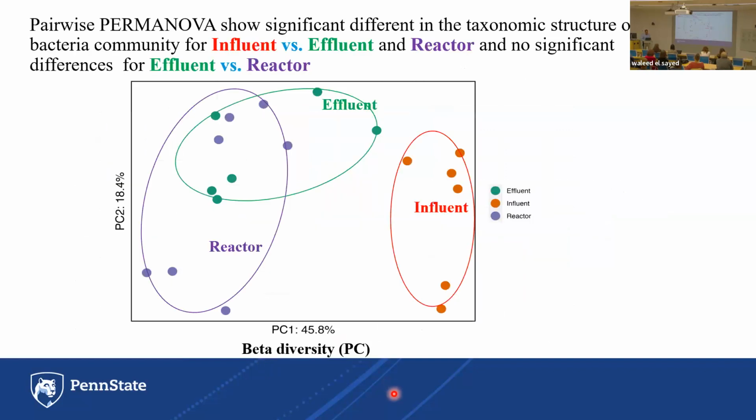And we did the beta diversity analysis to show the difference between the communities in each sample. As you see, there is no significant difference between the effluent and the reactor, since the reactor contributes some microorganisms to the effluent. But there is a significant difference between the influent and effluent, or the influent and reactor.